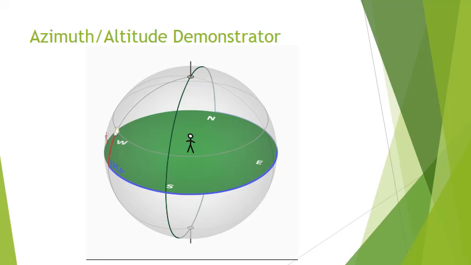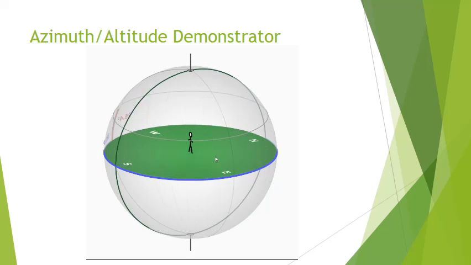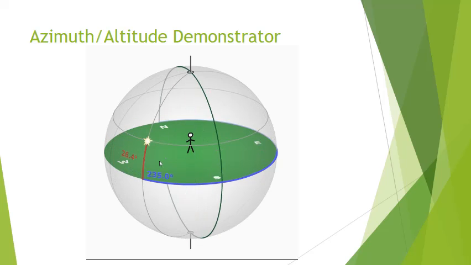We call this dimension altitude. Altitude: how high above your horizon is the star? So in this case, where my star is, it's 26.4 degrees above the horizon. But any location along this circle would have an altitude of 26.4 degrees above the horizon. So saying altitude is not good enough to pinpoint that particular star.